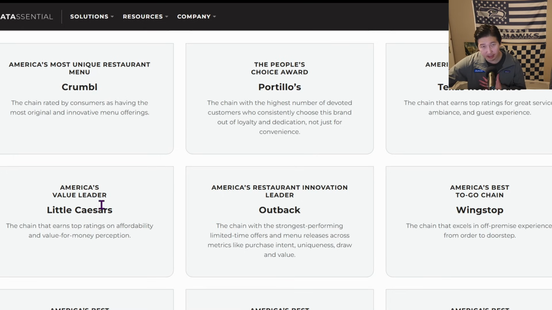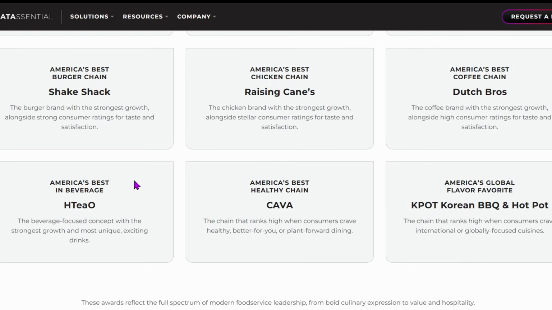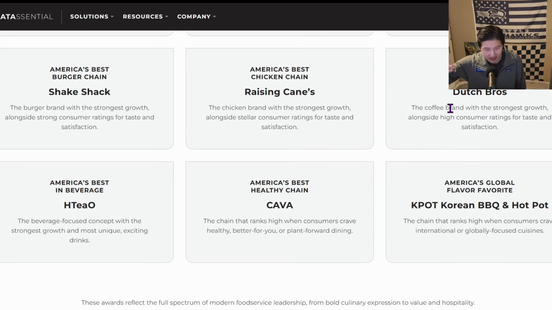So I live in Japan, and it's been a hot minute since I've been back in the United States. How much is a hot and ready pizza from Little Caesars? Because back when I used to eat at Little Caesars, it used to be $5. Is it still $5? Please let me know. And what else do we have here? America's best coffee chain is Dutch Bros. It's no longer Starbucks. Riddle me that.